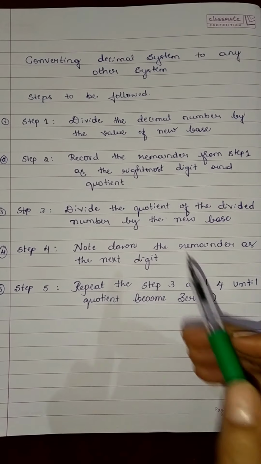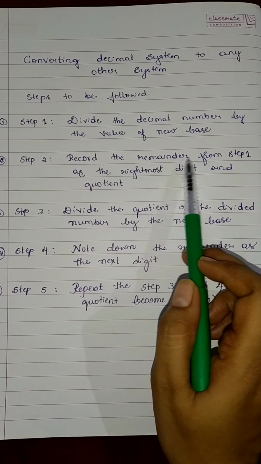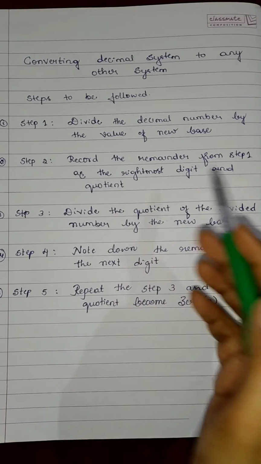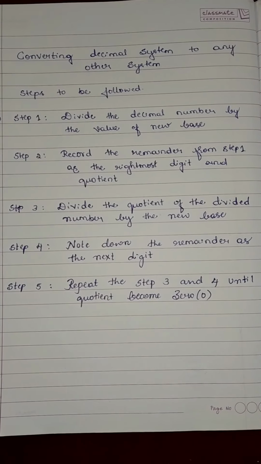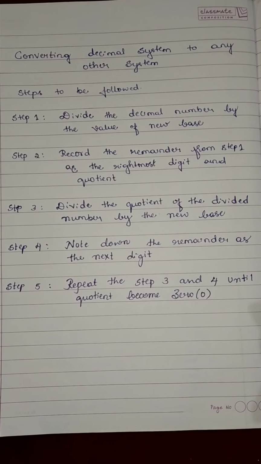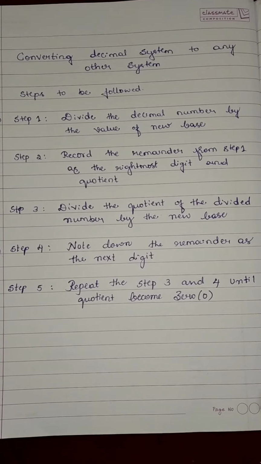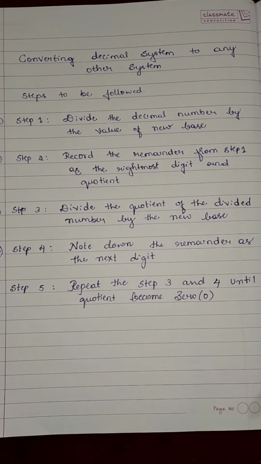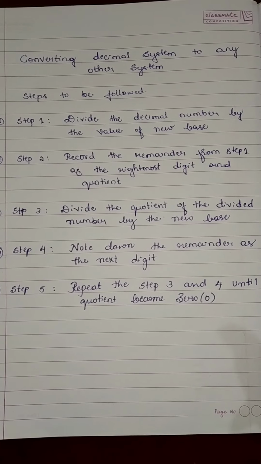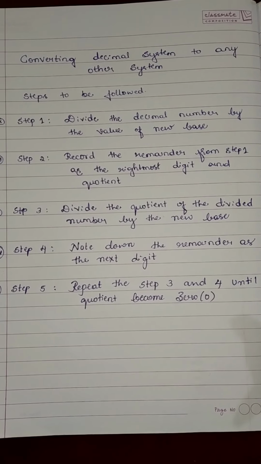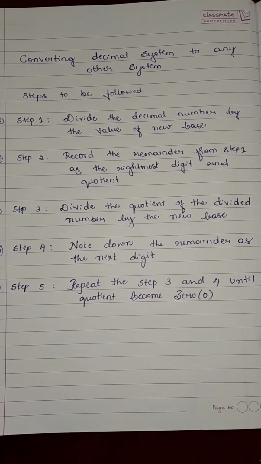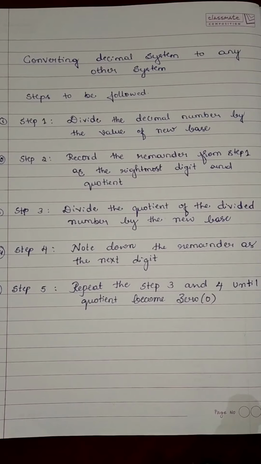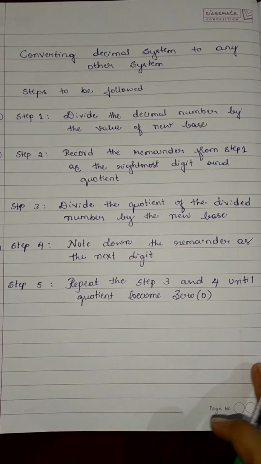That means whichever number system I want to convert to, I have to divide the given number by that base. In the second step we have to record the remainder from step 1 as the rightmost digit, along with the quotient. Once I am done with the division, I record the remainder from the first step, which is considered the rightmost digit. That rightmost digit is nothing but the remainder. We'll see a problem, then you can understand all these steps thoroughly.